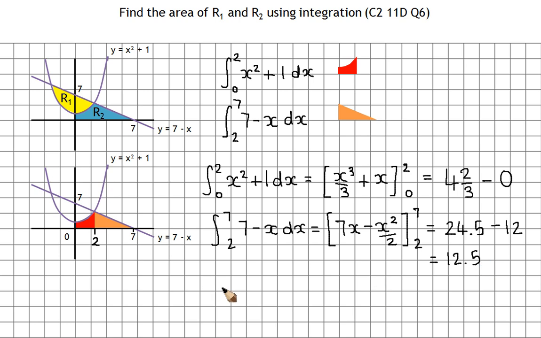So to find the total area of R2, that's going to be the red portion, which was 4 2/3, plus the orange portion, which was 12.5. When we work that out, that gives us 17 1/6. So we found the area of R2 as well, and that's the question complete.